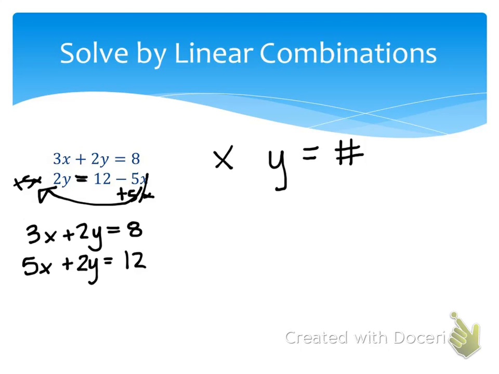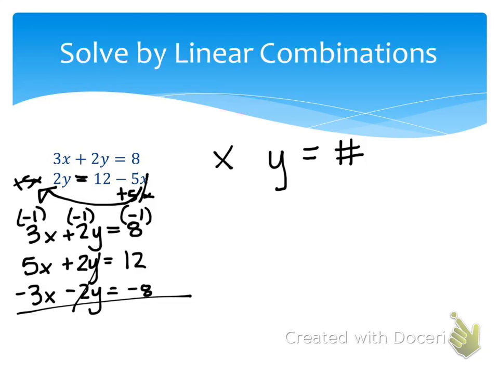Negative 1. It does not matter if you multiply everything in the top by negative 1 or everything in the bottom by negative 1, as long as you do one equation by negative 1. So my new equation is going to be negative 3x minus 2y equals negative 8. Now my y's will cancel out. 5x minus 3x is 2x. 12 minus 8 is 4. So I can solve the rest of the equation for x, and x is going to be equal to 2.